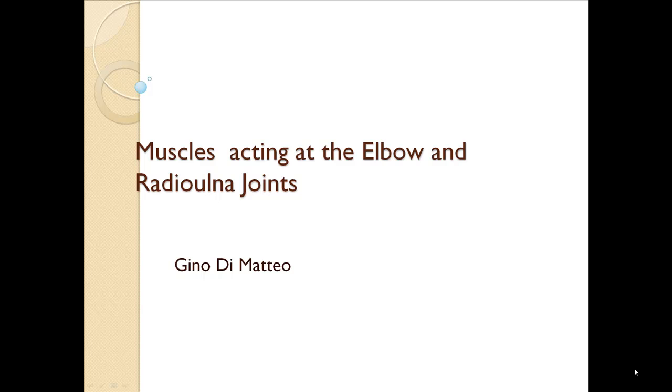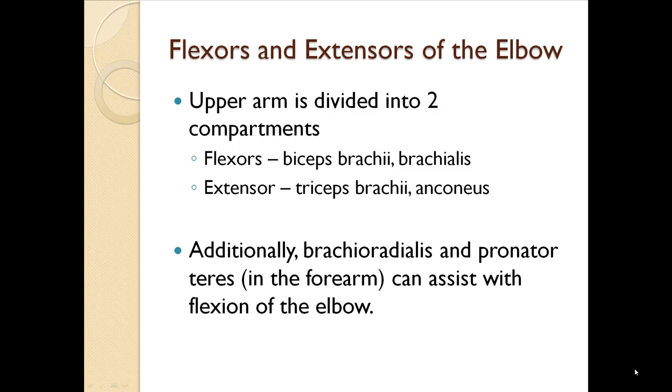Moving on to the muscles that act at the elbow and radioulnar joints. The upper arm can be divided up into two compartments, the flexor compartment and the extensor compartment. Within the flexor compartment we have the muscles of biceps brachii and brachialis, and in the extensor compartment we have triceps brachii and then a small slip of a muscle called anconeus.